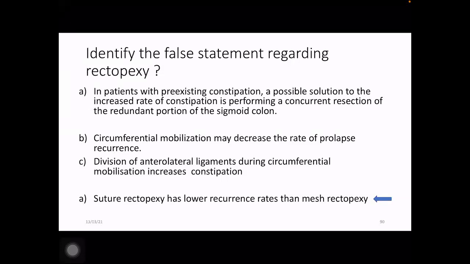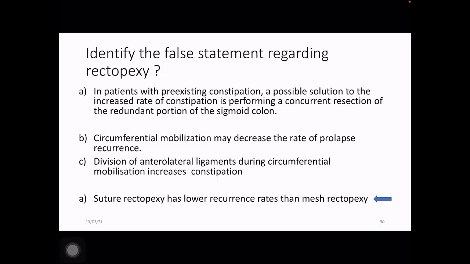Okay, identify the false statement regarding rectopexy. In patients with pre-existing constipation, a possible solution to the increased rate of constipation is performing a concurrent resection of the redundant portion of sigmoid colon. True or false? True, wonderful. Circumferential mobilization may decrease the rate of prolapse recurrence.